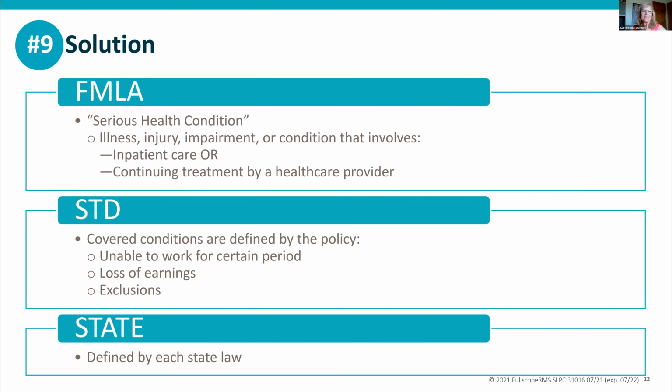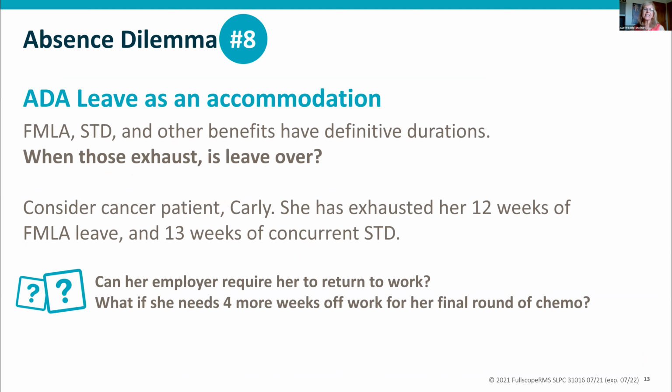So let's look at dilemma number 8. And that is ADA where leave is a reasonable accommodation. This is one that folks struggle with a lot, and that's because we're very accustomed to having a defined duration, right? So the FMLA is 12 weeks or 26 weeks for military service member caregiving. STD policies will have a defined duration. It's either, you've got 13 weeks or 26 weeks or something of that nature. We're very accustomed to those benefits having those specified durations. And when they're done, right?